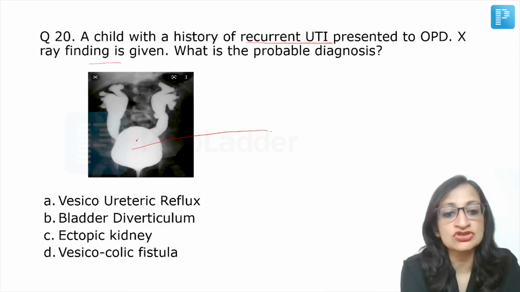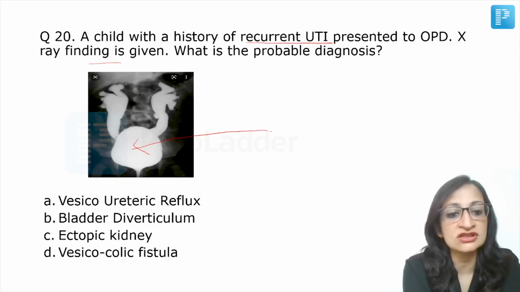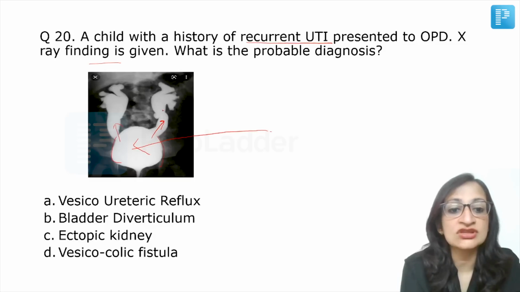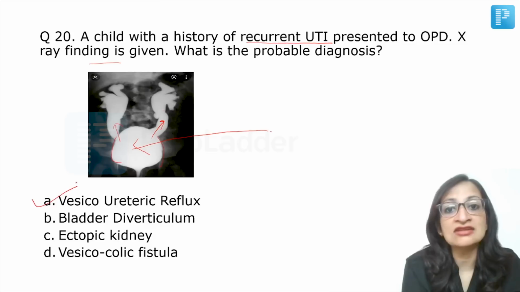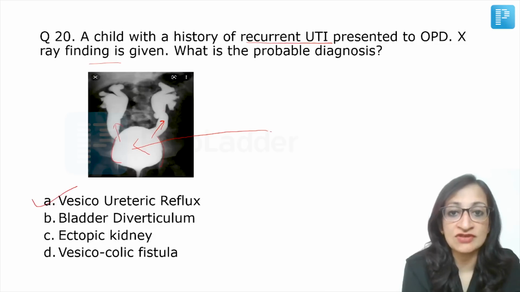So this, friends, appears to be a case of, what you can see here, the bladder is distended and both the ureters are tortuous and distended. Okay. So this appears to be a case of vesicoureteric reflux. And vesicoureteric reflux, we know, is a very important cause of recurrent urinary tract infection in children.